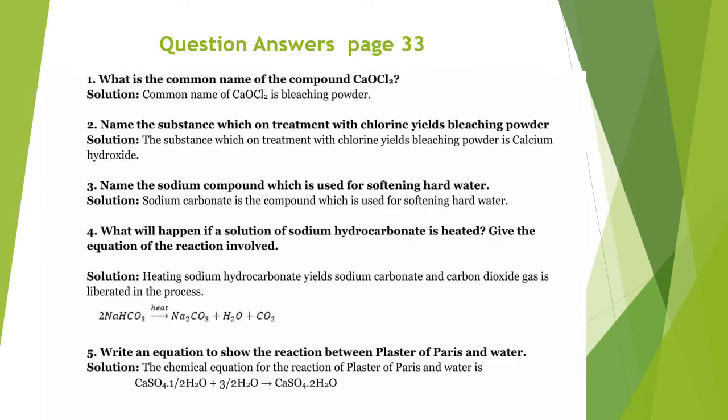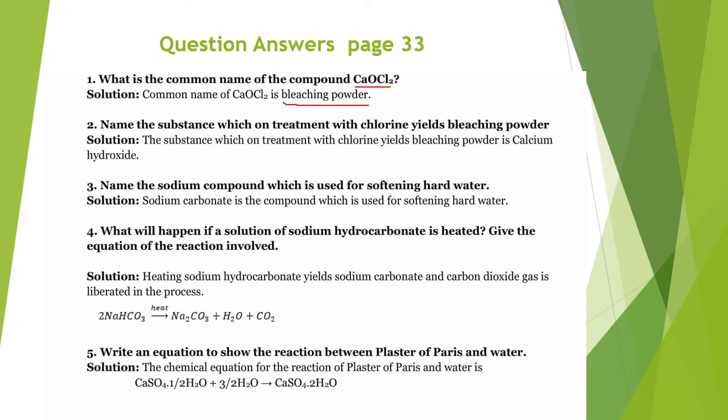Now questions from page number 33. Question number 1. What is the common name of CaOCl2? The common name of CaOCl2, that is calcium oxychloride, is bleaching powder.